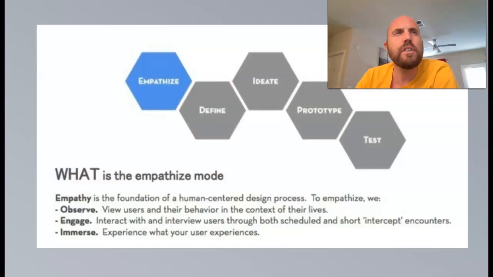So the first sort of phase is looking at empathy. It's where you really understand the core of the problem, the people, the situation. So you have to think about, well, what's going on? What is the problem? You have to observe. You're going to engage. You're going to experience what people are experiencing. So you really need to get in touch with what is the problem and what needs to be fixed.